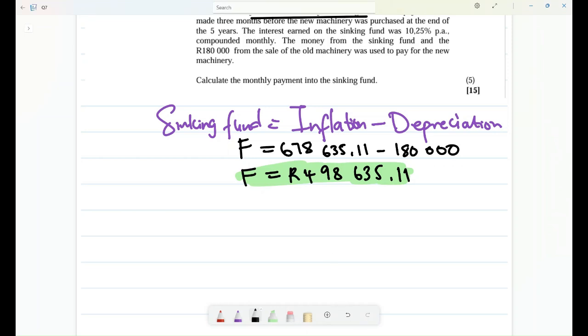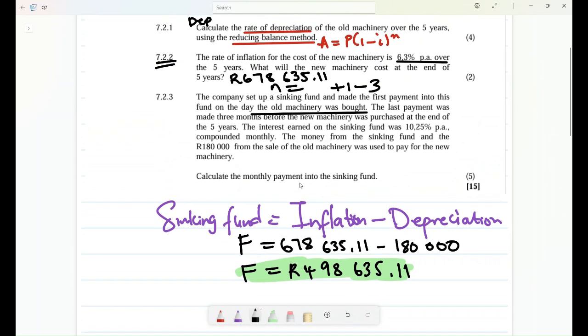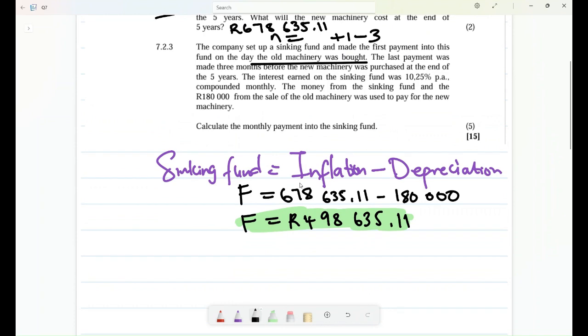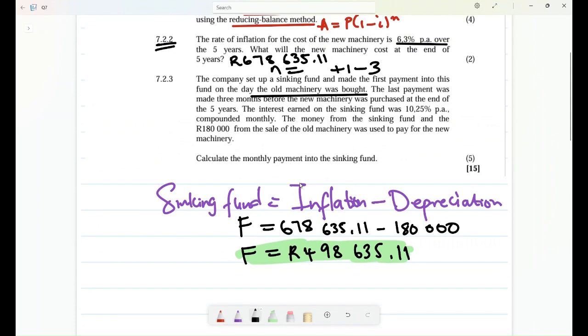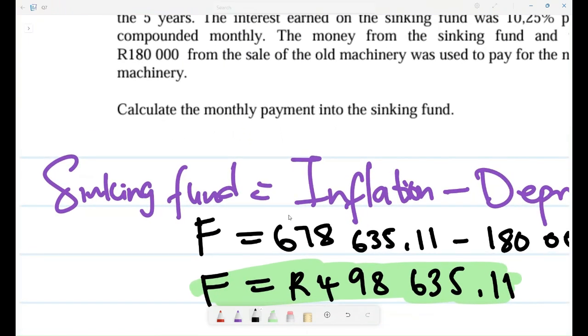All right. As promised, we will continue with 7.2.3 in this video. Now, let me just explain this part. I've already explained the sinking fund. Let me come here to this point.